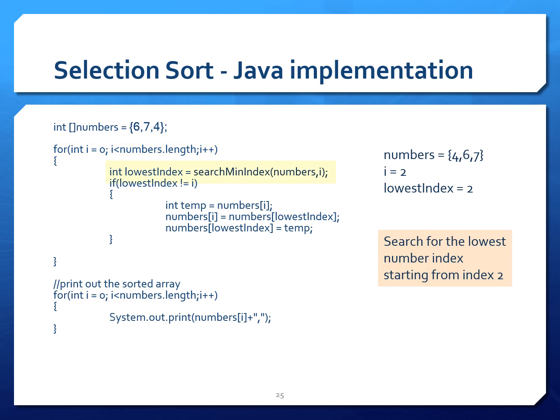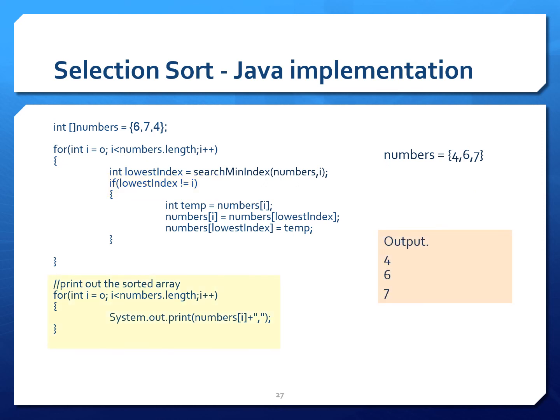Since I is 2, it will search for the minimum integer in the number array from index 2 to 2. Since 7 is the minimum, it returns the index of 7, which is 2. A new lowest number is not found. We skip the if block. And finally, we reach the last item in the numbers array, and the selection sort process stops here. And we print the new sorted integer array here.